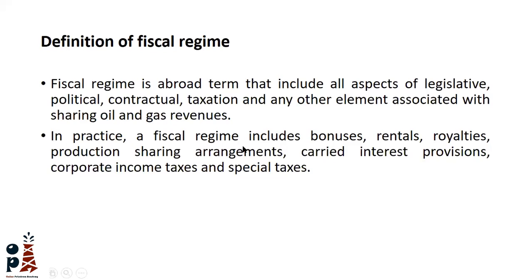Fiscal regime includes bonus, like signature bonus to the government, rentals, royalties. This is the first part we take from oil to the government. Production sharing percentage between the government and the investor, and the carried interest provision. This is if you have a cost recovery pool and you have carried interest, you should put all this in the contract. And taxes and special taxes should be included in the fiscal regime.